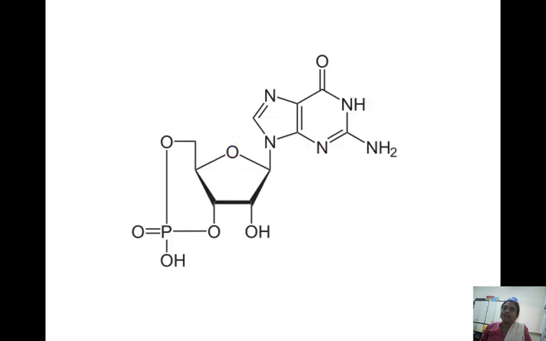This is the structure of cyclic GMP. That is the structure of guanine. Guanine is attached to the ribose. In the structure of ribose, both 3' and 5' have been esterified with a single phosphoric acid to form cyclic GMP. So that's it about the physiological importance of the nucleotides.